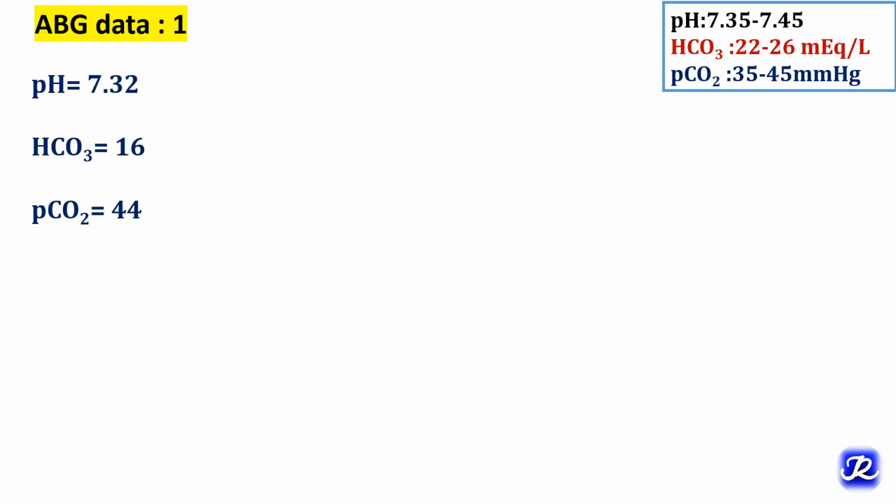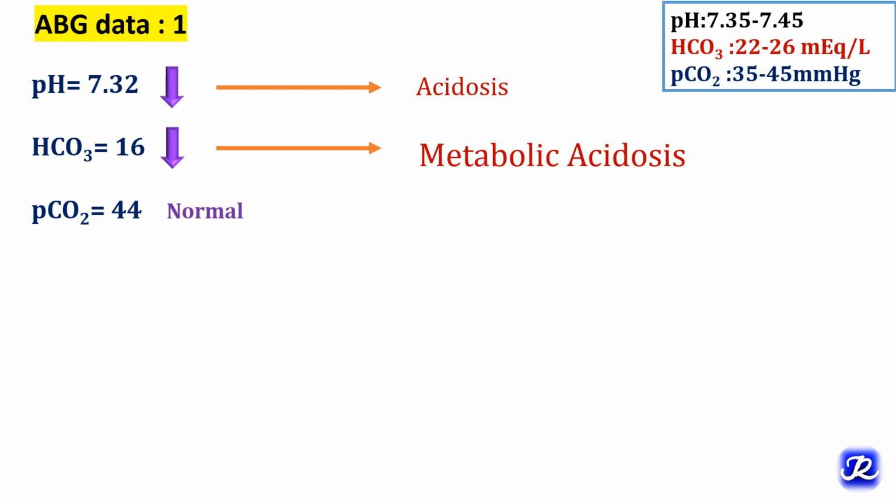So the first step is to identify whether it is acidosis or alkalosis. Here pH is 7.32, which is less than normal, so it can be labeled as acidosis. The next step is to find out whether it is metabolic acidosis or respiratory acidosis. Here bicarbonate level is 16, which is less than 22 milliequivalent per liter, means it is decreased. Partial pressure of carbon dioxide is 44, means it is normal. So here primary bicarbonate deficit is present, so this condition will be metabolic acidosis.